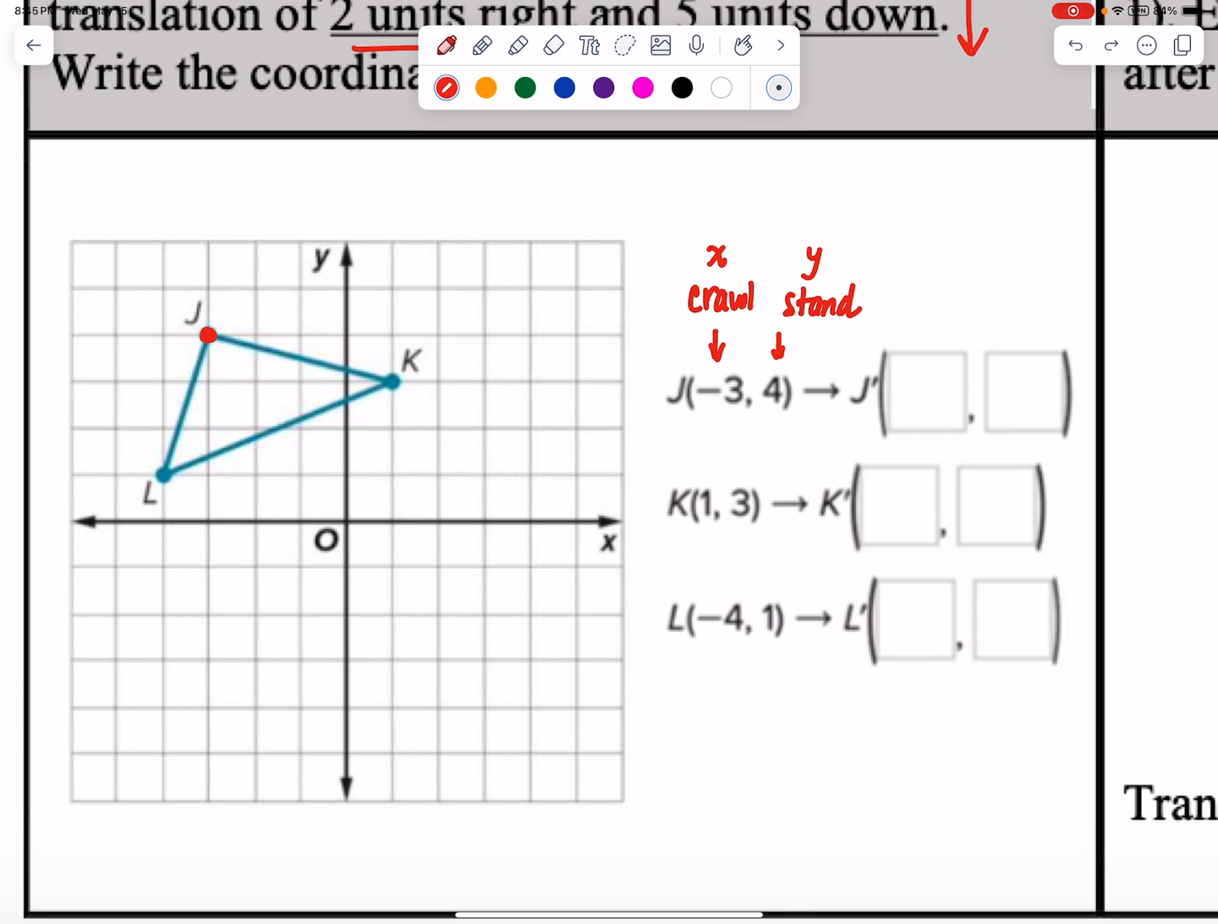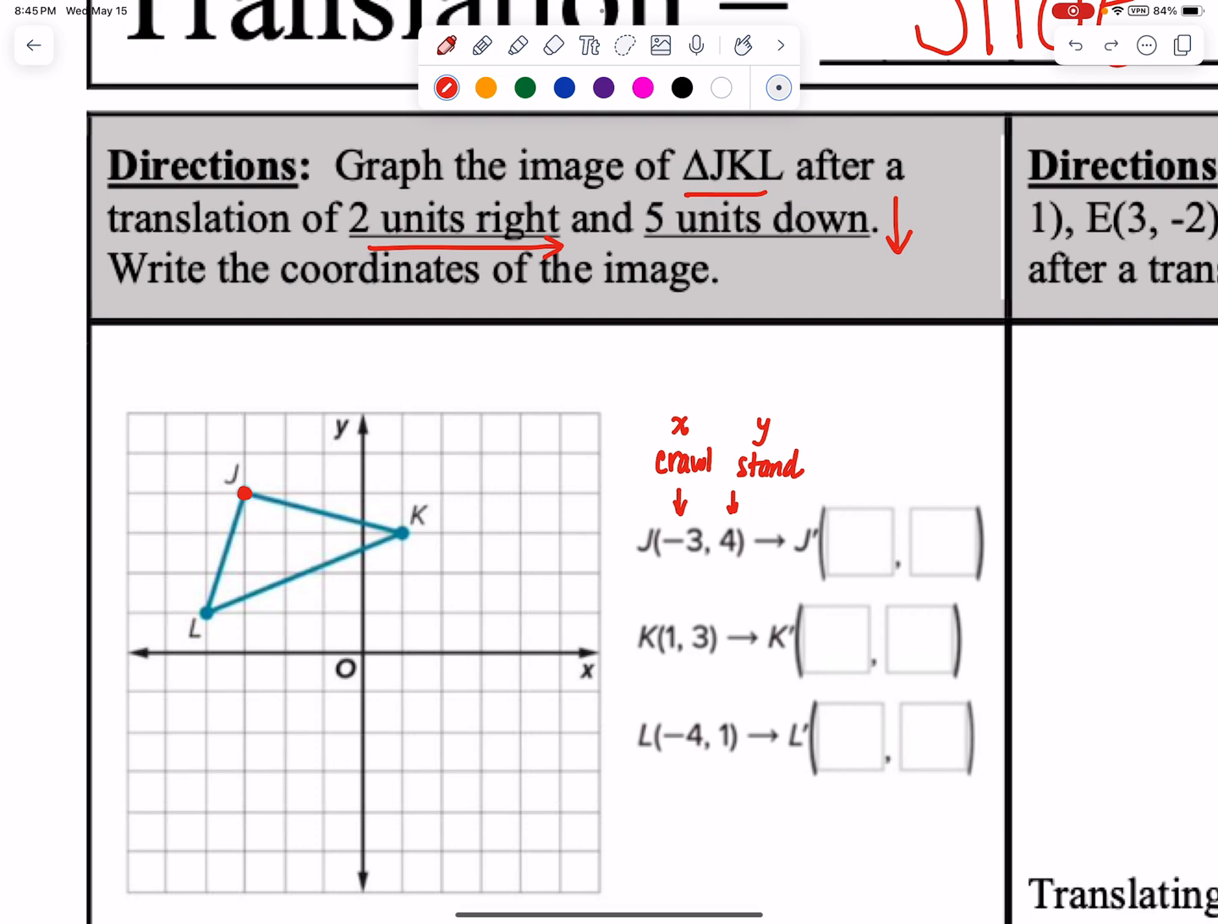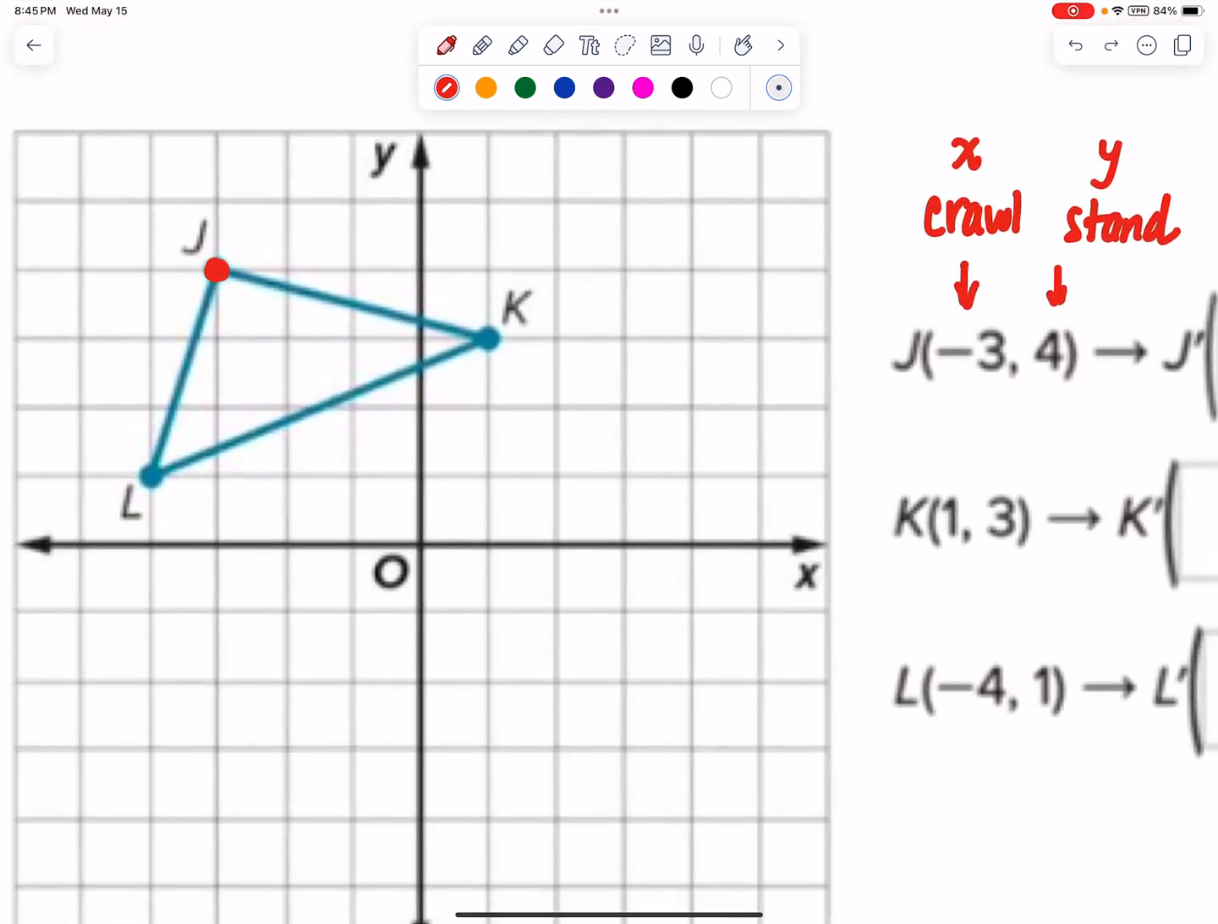Now where are we moving it? Well, it says we're moving 2 units to the right and 5 units down. So 2 units to the right, I'm going swoop, swoop, counting the distance. Make sure you don't start at the dot or that point and say 1, 2. That's not accurate. We need to make a movement of 1, 2. So 2 units to the right is putting us right here, and this is what we call, remember, J prime. Let's make that note. This is J prime, it's our new location.